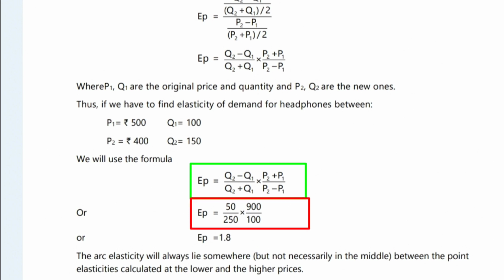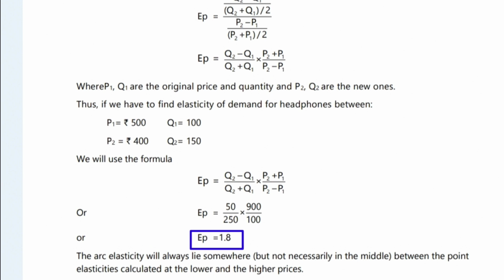Q2 minus Q1. Q2 is 150, the new quantity, minus the previous quantity, 100. 150 minus 100 is 50, divided by the total of these two, 100 plus 150, which gives you 250, into the prices of the two added together, 500 and 400, 900, divided by the difference, P2 minus P1, that's 100. So 50 divided by 250 makes 1 by 5, into 9 by 1. So it's just 9 divided by 5, which gives you 1.8.